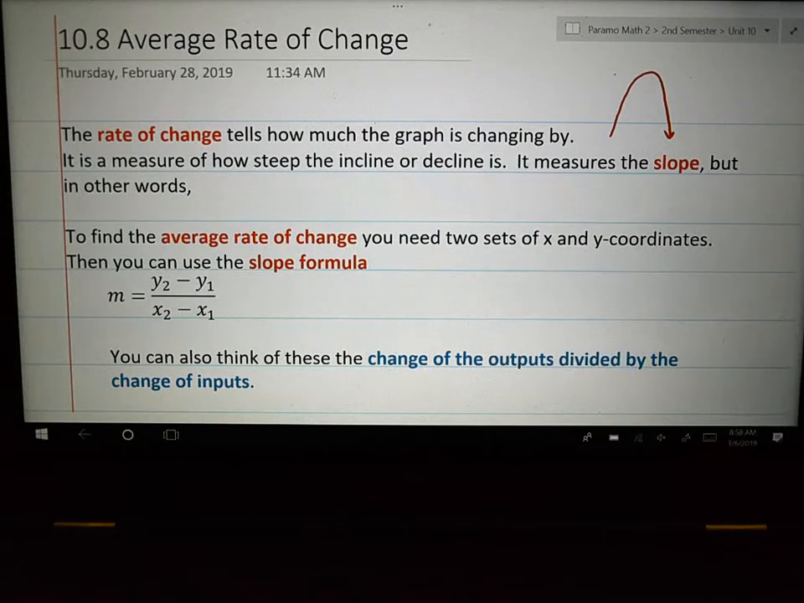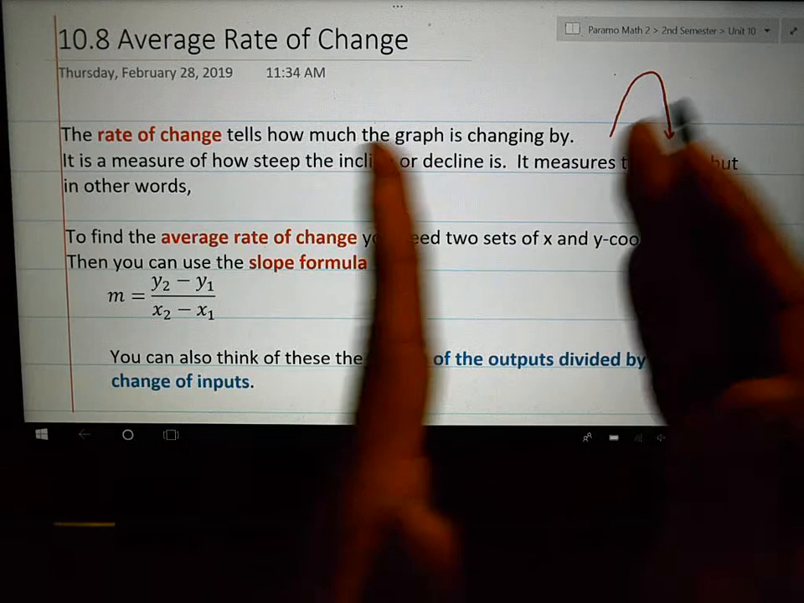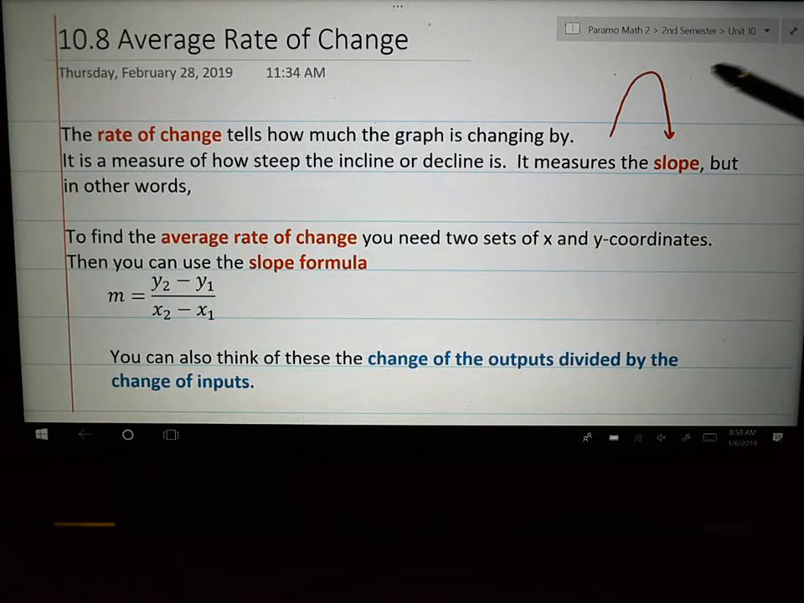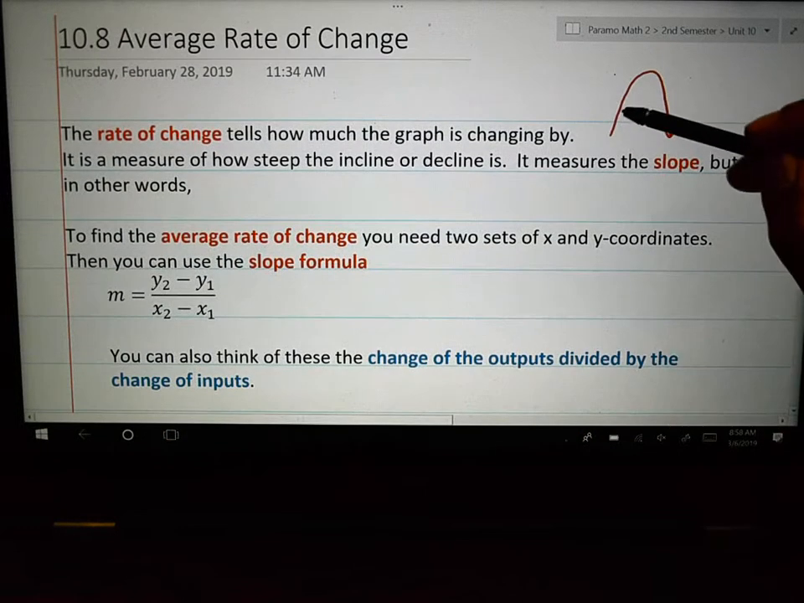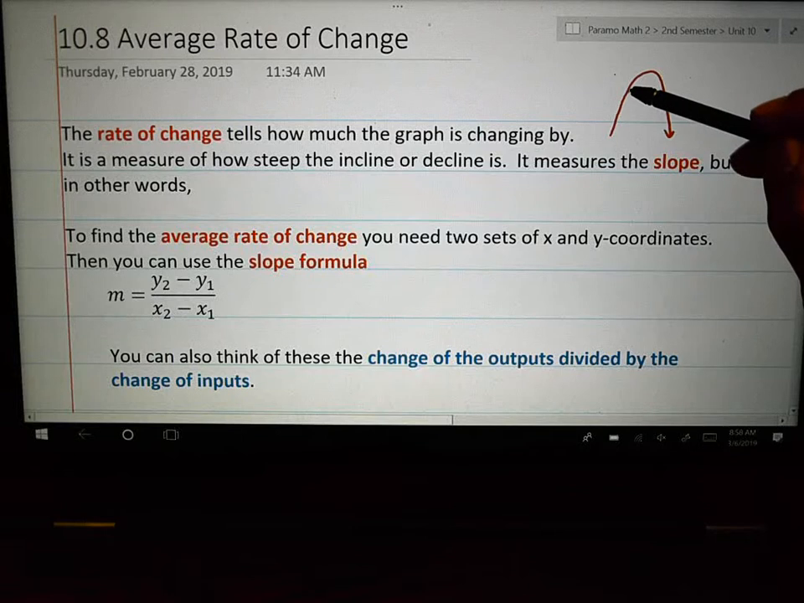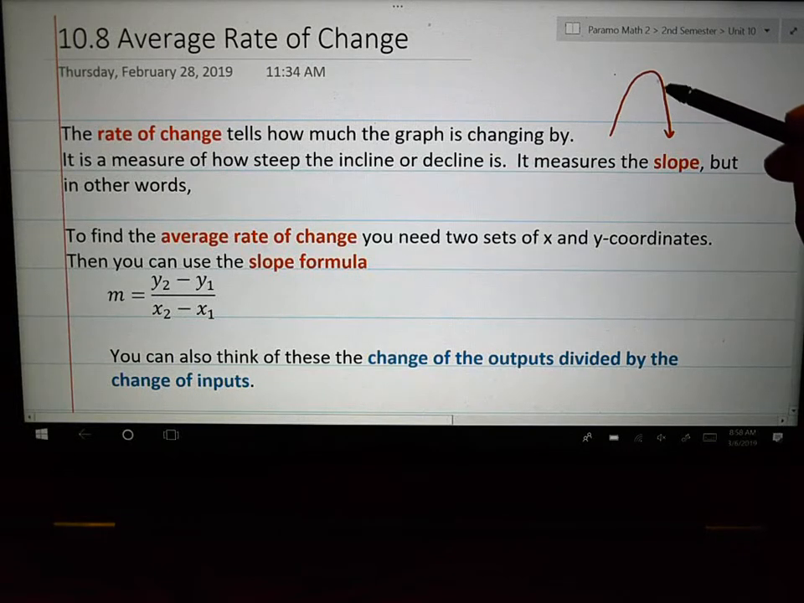So basically, we're not going to go as far as calculus and learn the velocity of objects. What we're going to do is just try to figure out how much is it changing from this point to this point, or from this point to this point, or from this point to this point. That's what we do in this level.